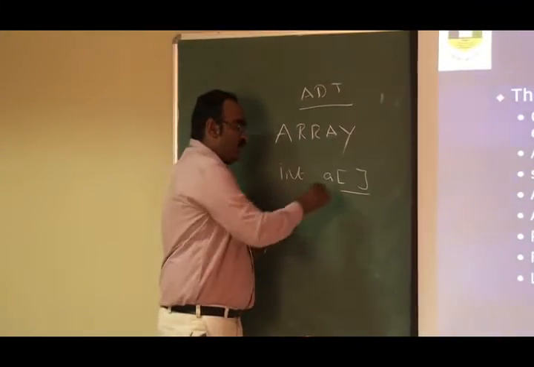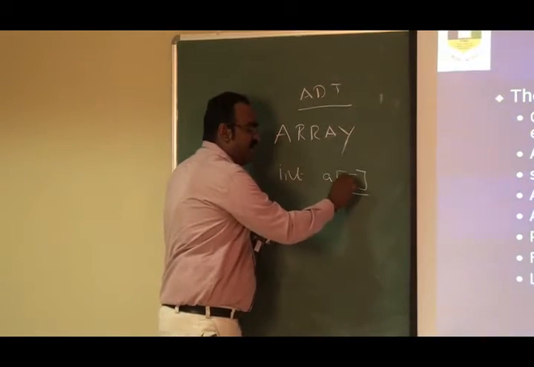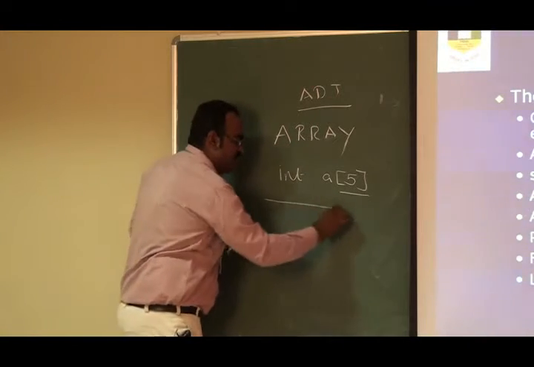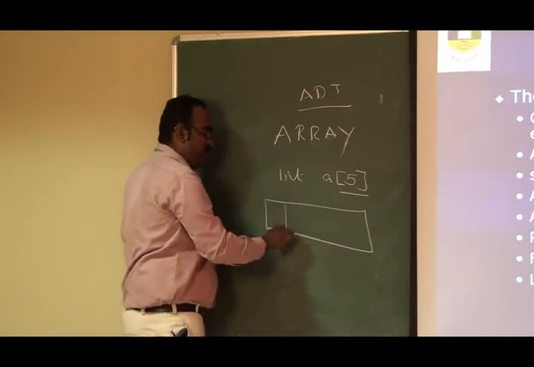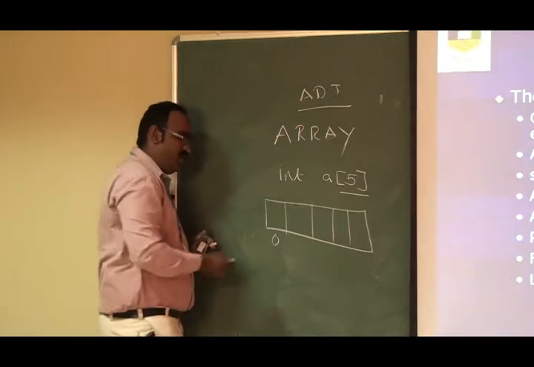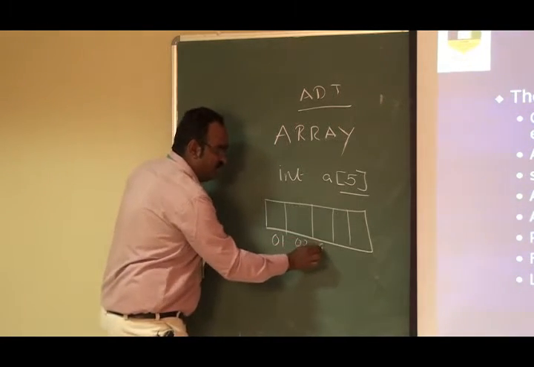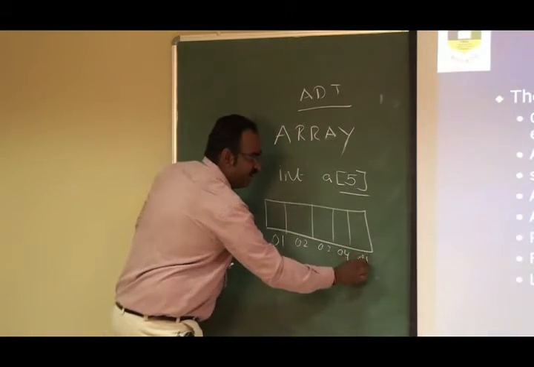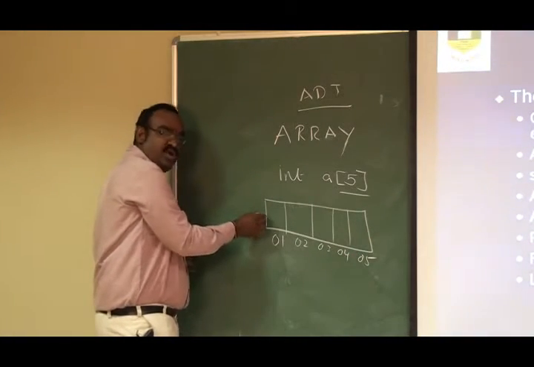So inside the index we are defining the size of the array, which is contiguous. When the memory location starts, 0 is a memory location, 1 is another, 2 is another one, 3, 4 and 5. So we are starting from the first location.